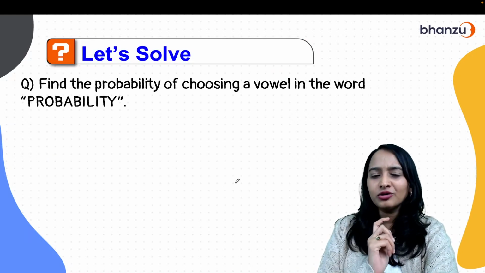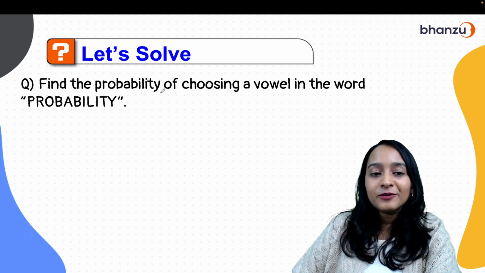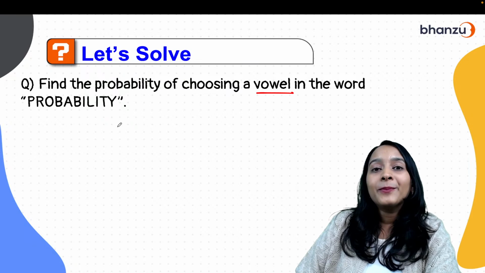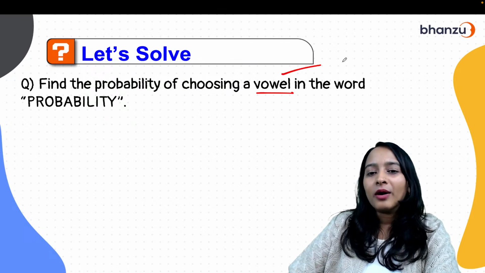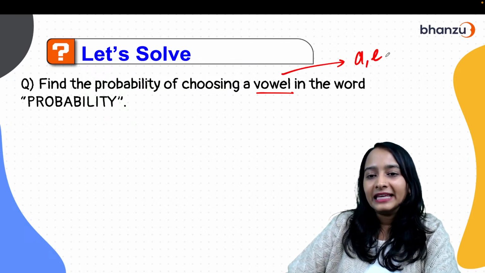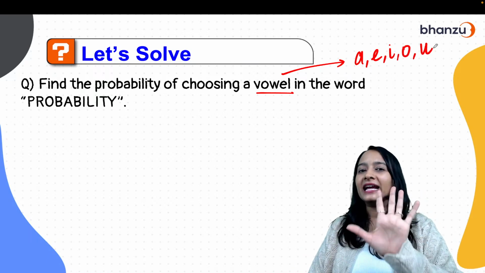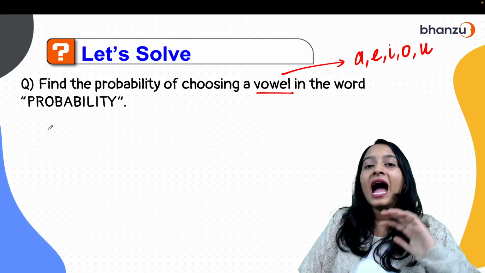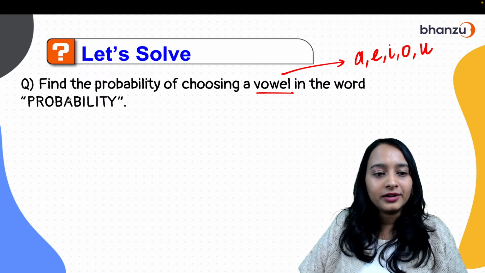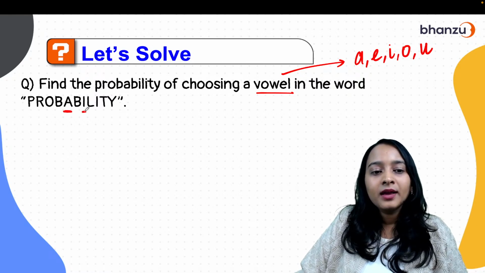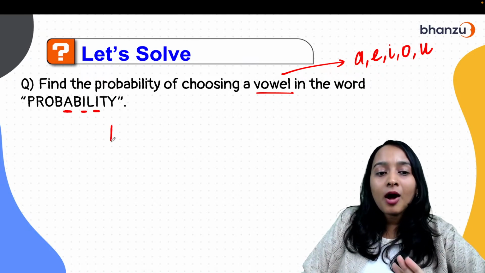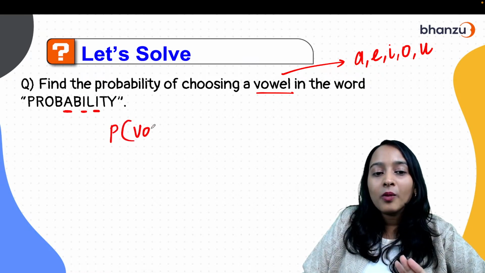Let us do a question to understand that. Find the probability of choosing a vowel in the word probability. Now, what are vowels, guys? A, E, I, O, and U. These are our 5 cute little vowels, right? Now, in the word probability, how many vowels can you spot? So, there's one A, one I, and one more I. So, we have 3.